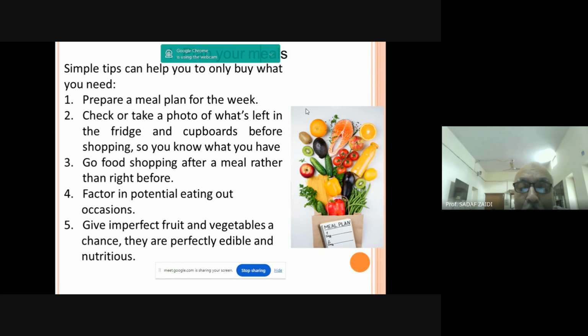Give imperfect fruits and vegetables a chance. They are perfectly edible and nutritious. तो जो ऐसे इम्परफेक्ट फ्रूट्स हैं, वेजिटेबल्स हैं, उनको थोड़ा सा आप give them a chance. Okay, you buy them. Just don't buy all those neat and clean and bright fruits and vegetables. Give these imperfect fruits also a chance.